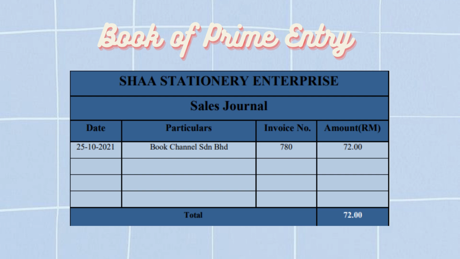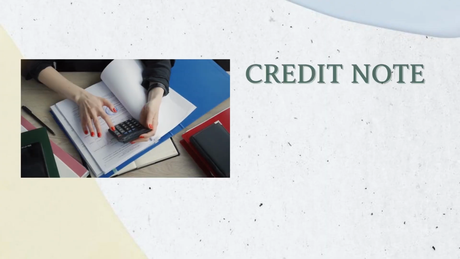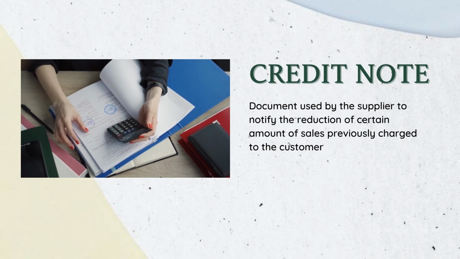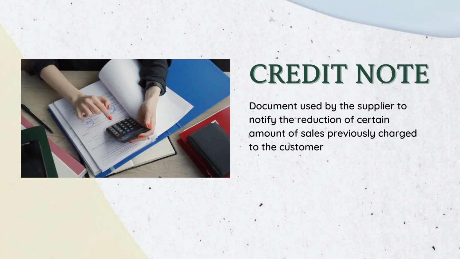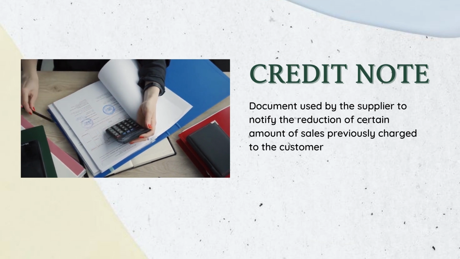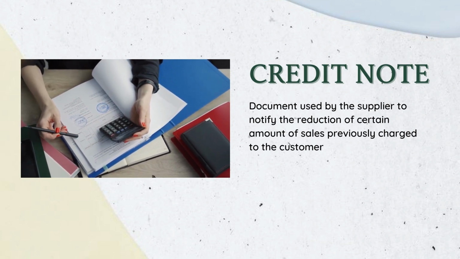A sales journal is also known as a sales daybook, and it is used to record credit sales of business inventory only. Next is the credit note. A credit note is a document used by the supplier to notify the reduction of a certain amount of sales previously charged to the customer.